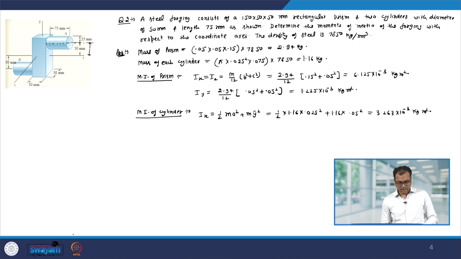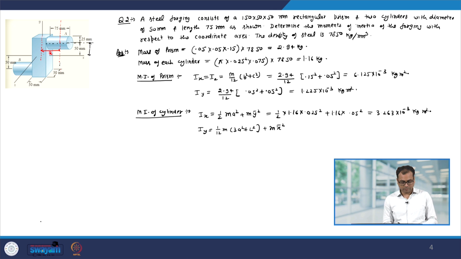Now, the moment of inertia of the cylinder about the y axis will be equal to the moment of inertia about this axis which passes through the center, plus m into this distance squared. Let us call it x bar. So, we have used the parallel axis theorem. The moment of inertia about the y axis will be the moment of inertia about the axis that I have marked by the red dot, which is equal to m by 12 times 3a squared plus L squared, plus m x bar squared.